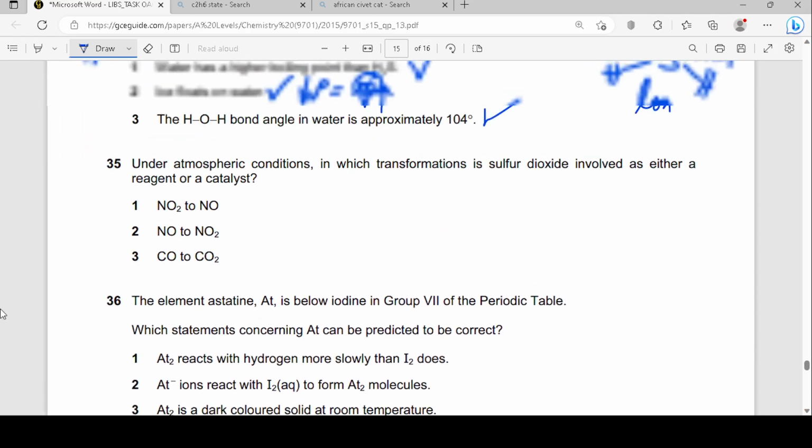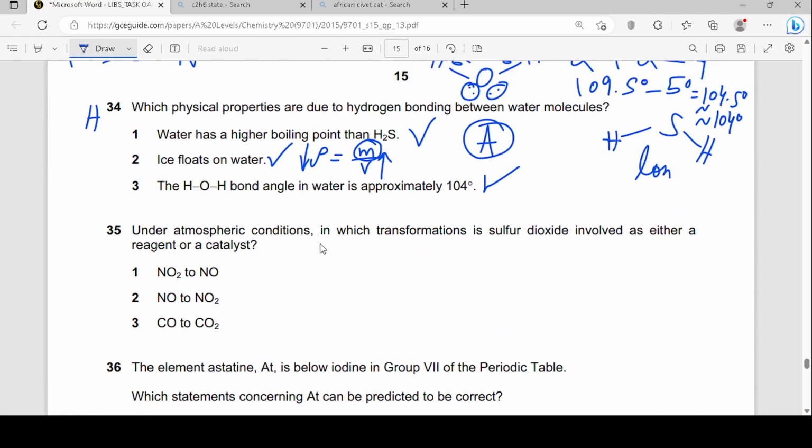Yes. Okay. Next question. Under atmospheric conditions, so I would assume that these reactions can occur in the atmosphere. Or maybe they mean atmospheric pressure, I don't know. But anyways, let's just read the question. In which transformations is sulfur dioxide involved as either a reagent or a catalyst? Okay, so NO2 to NO and NO2 to NO2. That's not related actually, so I'll just write them together.